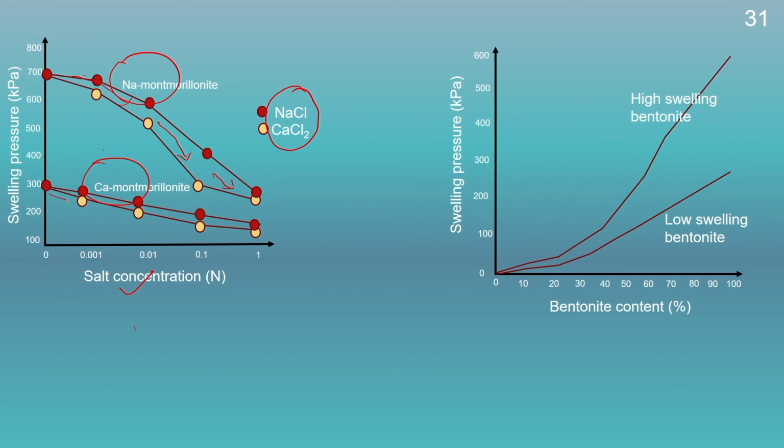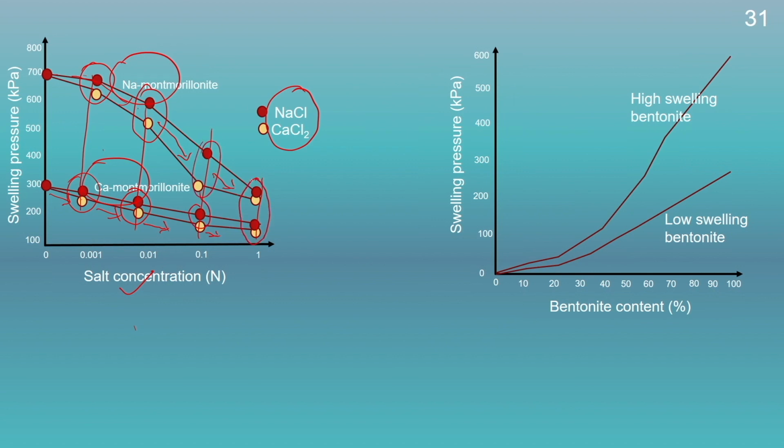This trend can also be observed for the calcium montmorillonite mineral. However, again if we compare the swelling pressure at different concentrations, we could see a decrease in the value of swelling pressure with increase in the concentration. That means at low concentration, the difference between the swelling pressure for calcium montmorillonite and sodium montmorillonite is quite high, but with increase in the salt concentration, that difference keeps on decreasing, and at very high concentration they come to a very close value.